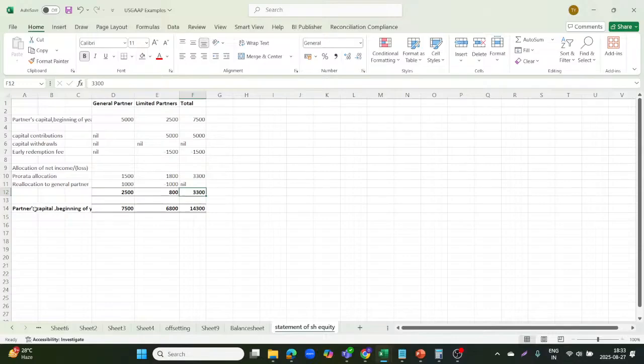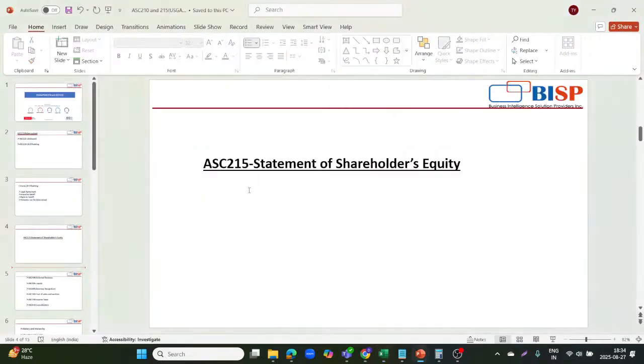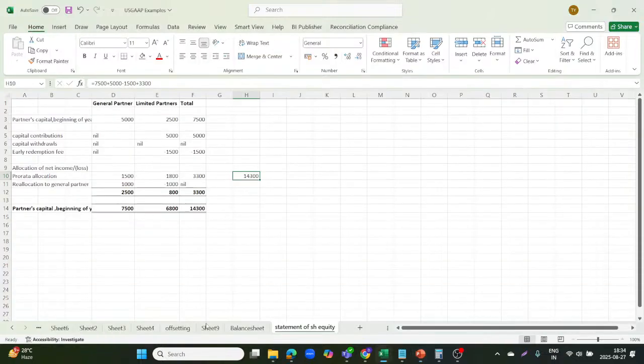In total, partners capital at the beginning of the year was 7,500. Then a capital contribution of 5,000, minus 1,500 early redemption fee was charged, and allocation was 3,300 of the net income. So in total it will be 14,300. That means 7,500 plus 5,000 minus 1,500 plus 3,300 is 14,300. So this is your sum total of it. So this is how you derive your statement of shareholders equity.